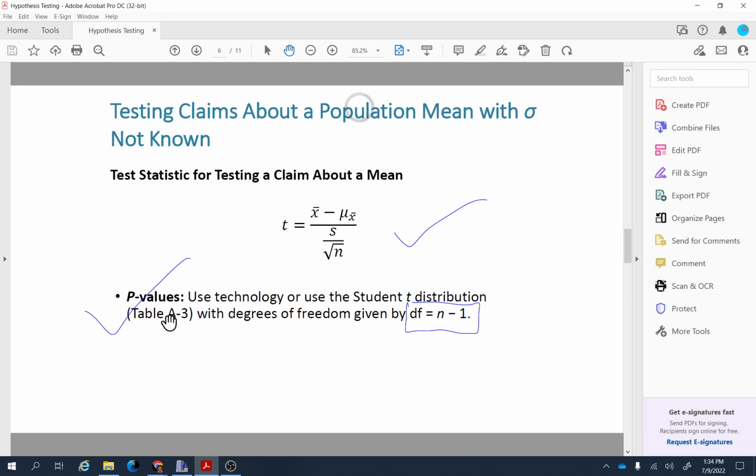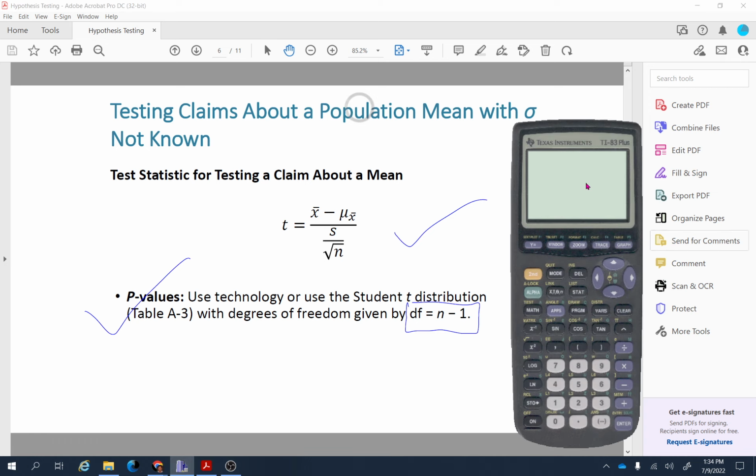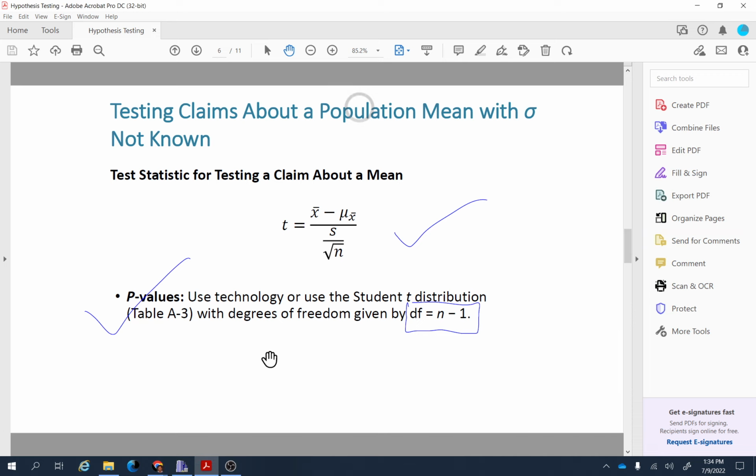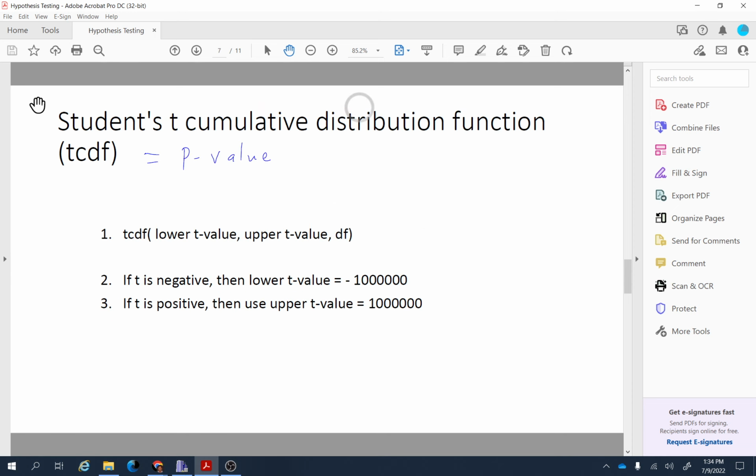And we can find the p-value by using technology here. I'm going to show you how to use a TI-83/84 calculator to calculate the p-value. To calculate the p-value using technology, we are going to use the TCDF function, which is the Student's t cumulative distribution function that gives you the p-value. This function TCDF takes three inputs. You have to give the lower t-value, the upper t-value, and df, which is the degrees of freedom, which is the sample size minus 1.